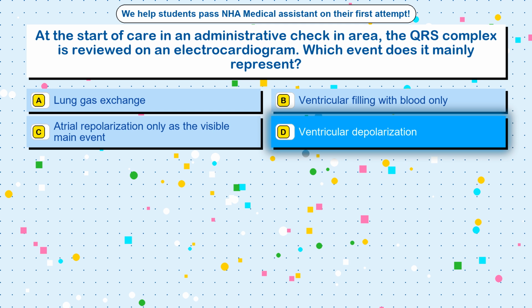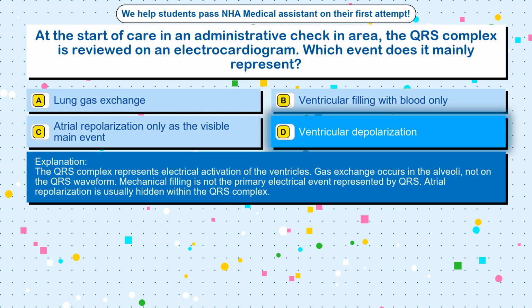Ventricular depolarization. The QRS complex represents electrical activation of the ventricles. Gas exchange occurs in the alveoli, not on the QRS waveform. Mechanical filling is not the primary electrical event represented by QRS. Atrial repolarization is usually hidden within the QRS complex.